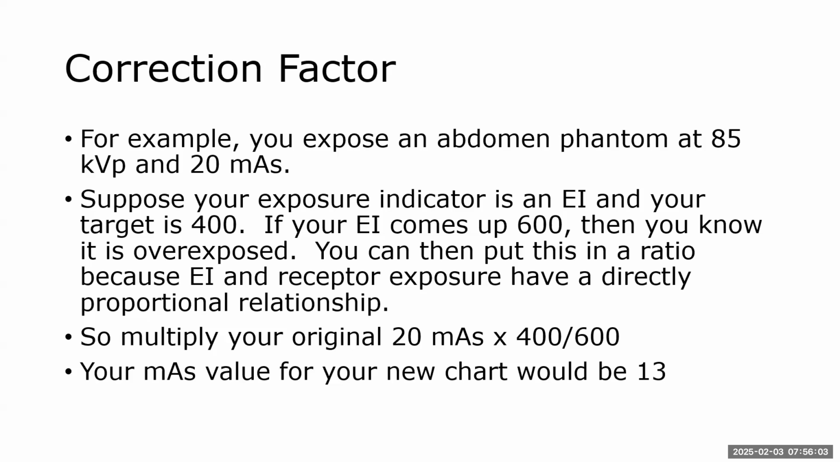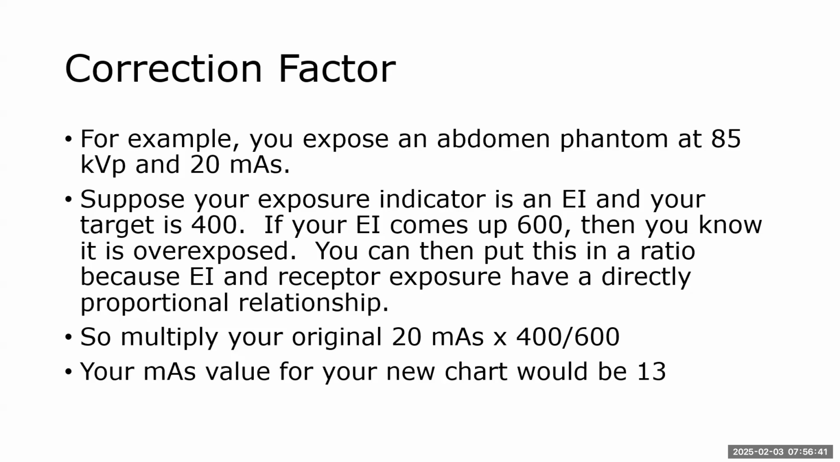So how much would we adjust? You just put that in a ratio, in a direct relationship, because that's the kind of relationship EI has to exposure. You would put your 400 over your 600, because we know that we used too much, and take the mAs that we did use that gave us 600, put it in a ratio, cross multiply, and solve for X. Your new mAs value would be 13, which makes sense. 13 is less than 20.